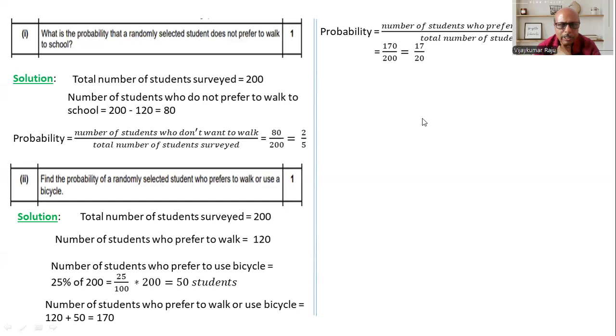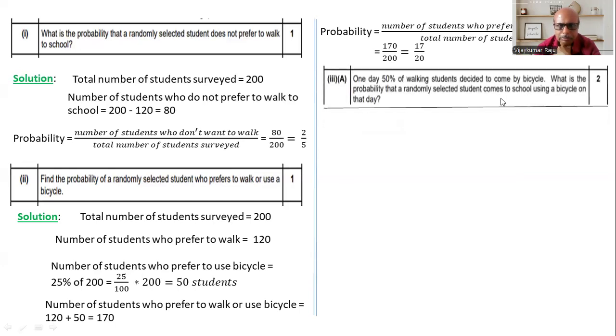Now let us take the next one. One day, 50% of the walking students decided to come by bicycle. What is the probability that the randomly selected student comes to school using a bicycle on that day? On a particular day, 50% of the students who usually used to come by walking want to come by bicycle. Now we have to find the probability.